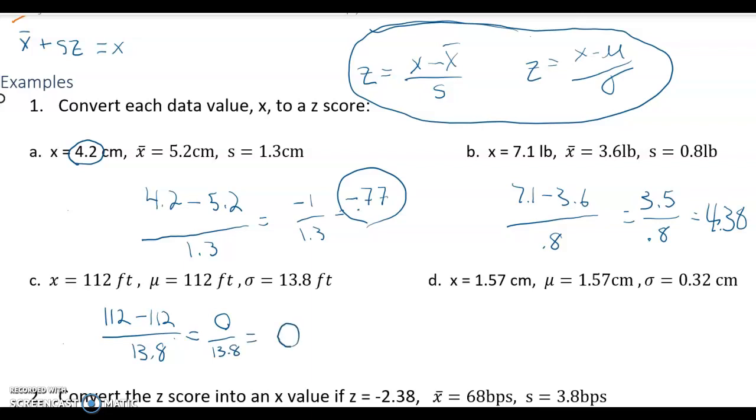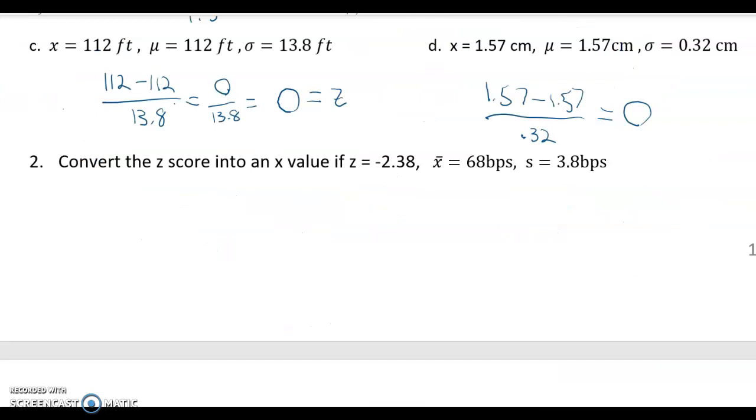So the z-score, z, equals 0. And that makes sense because the data point is right at the mean. So it is 0 standard deviations above or below the mean. And lastly, we'll have our x value is 1.57 centimeters, and we'll subtract our mean of 1.57 centimeters, and we'll divide by our standard deviation of 0.32. This is another example where we'll get 0.